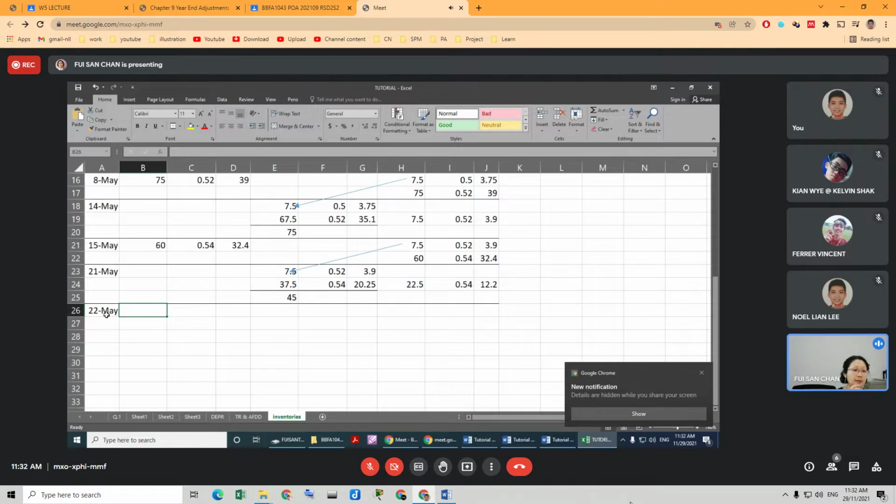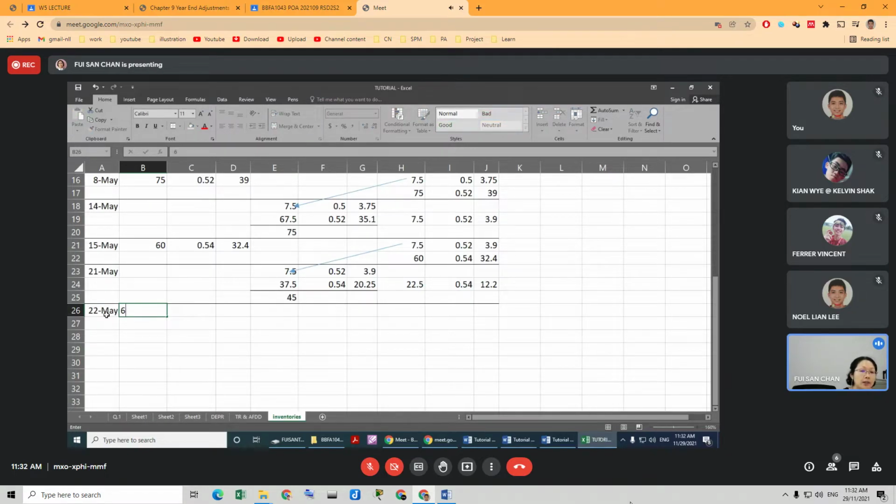Okay, then week 4. Week 4, 22nd May, how many units do we buy? 60, right? And the price is 0.56. So you see the price keeps increasing. Then we need to fill up here. From week 3, the remaining is this one, so put it here, carry forward to here. Then we add up how much we bought. So we bought this, right?